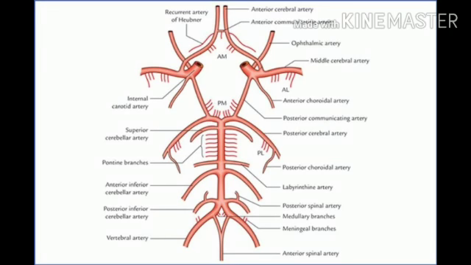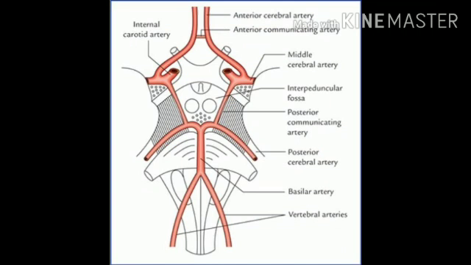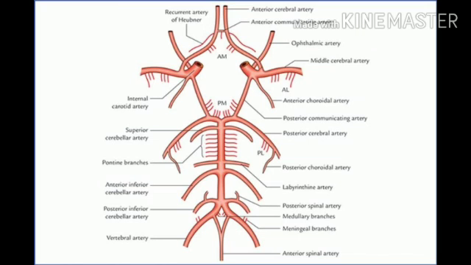So the circle of Willis is basically a polygonal anastomosis between the branches of the internal carotid artery, that is the anterior cerebral artery, and the basilar artery, that is the posterior cerebral artery. The middle cerebral artery does not take part in the formation of the circle of Willis. The circle of Willis, the six-sided polygonal arterial anastomosis, has anterior, anterolateral, posterolateral and posterior boundaries.